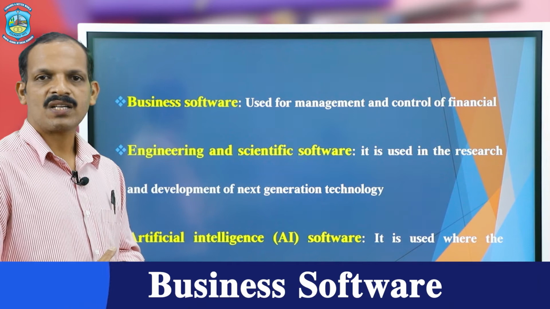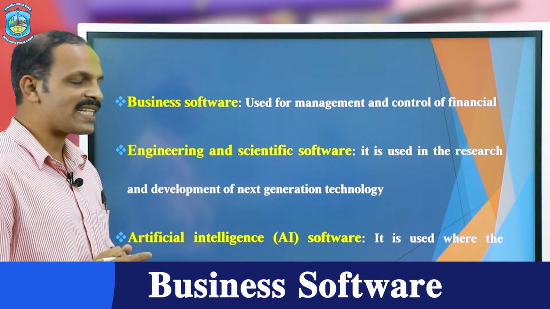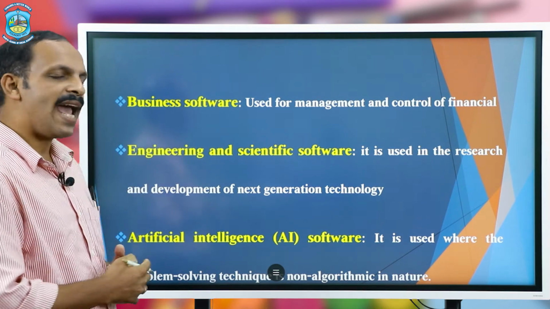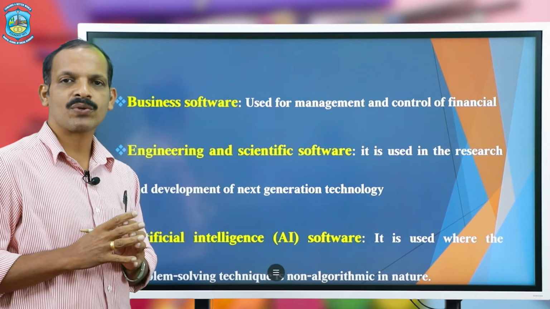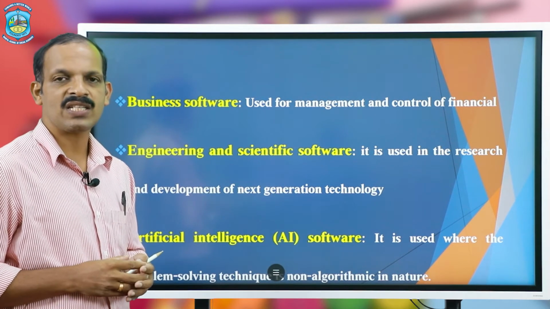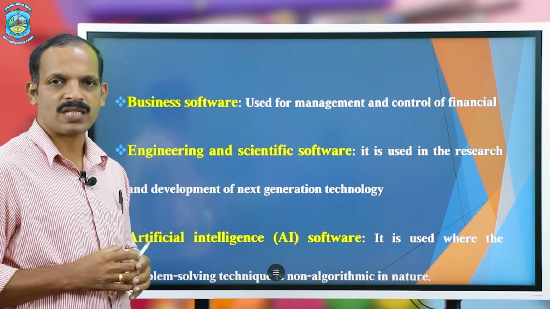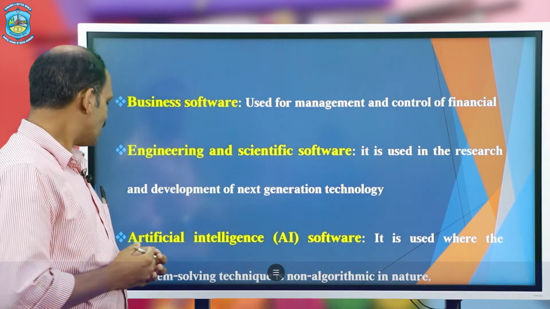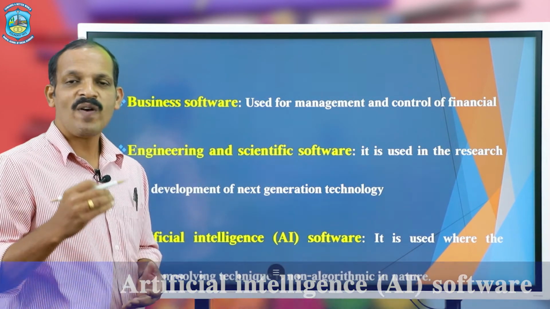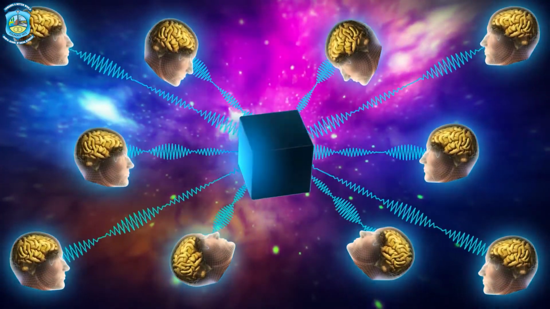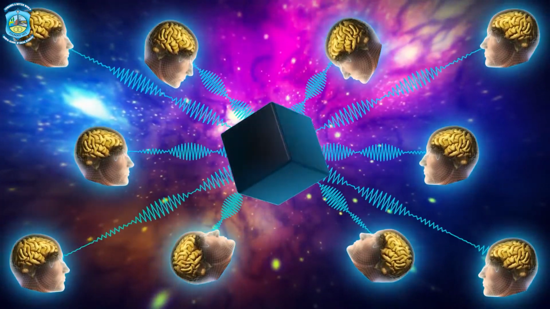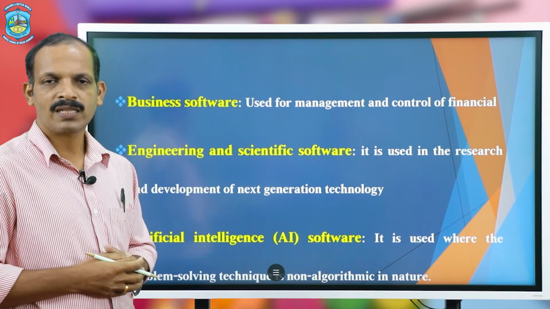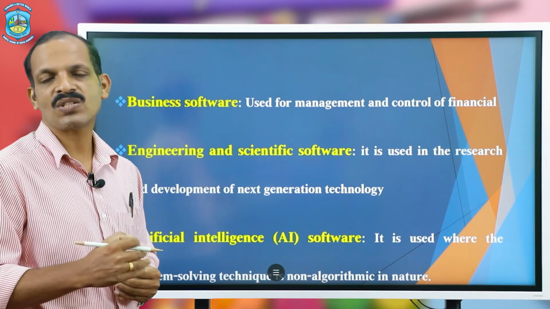The next one is business software, which is the set of software we use to manage and control financial activities. That we can say is business software. The next one is engineering and scientific software. Commonly, these are the software we use to develop a new device or engine, or for research oriented processes. We use different types of simulators. All these come under engineering and scientific software. The next one is artificial intelligence software. Whenever we want to solve a problem which is of a non-algorithmic nature, in that case we can use artificial intelligence to find a solution. That type of software is called artificial intelligence software.